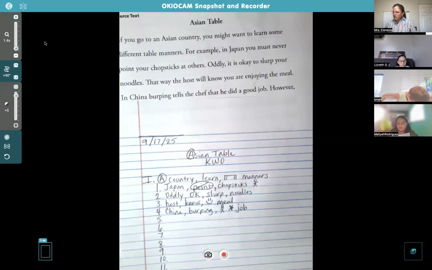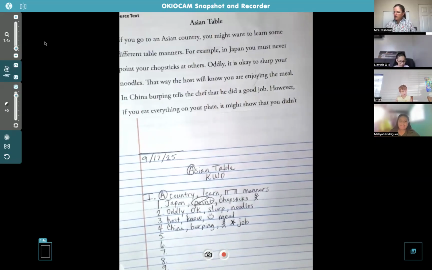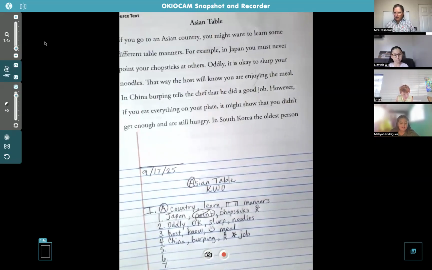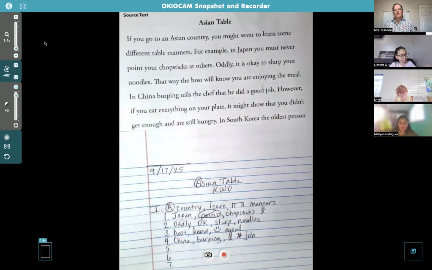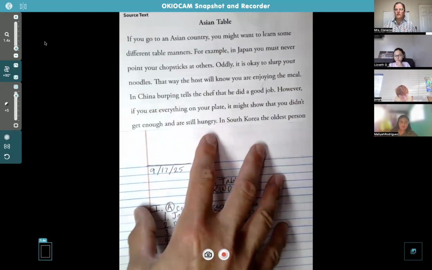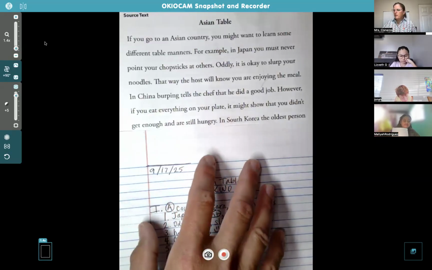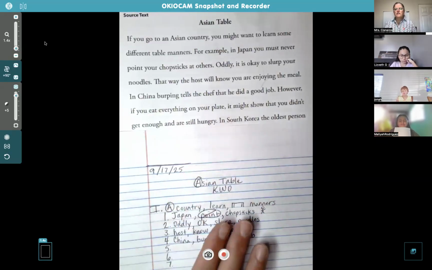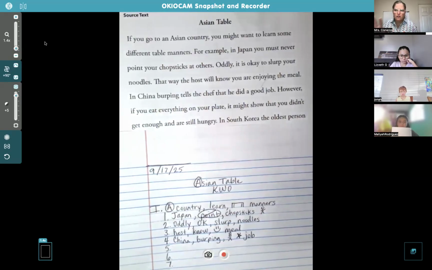And then Malia, you're doing the next one, starting with however. By the way, sorry, you're muted, but if your outline looks different than mine, that's okay. Remember how you can make it yours. It doesn't have to match mine exactly. Okay, Malia, whenever you're ready. However, if you eat everything on your plate, it might show that you didn't get enough and are still hungry. Man, there's a lot to that sentence, huh? That's a big one.